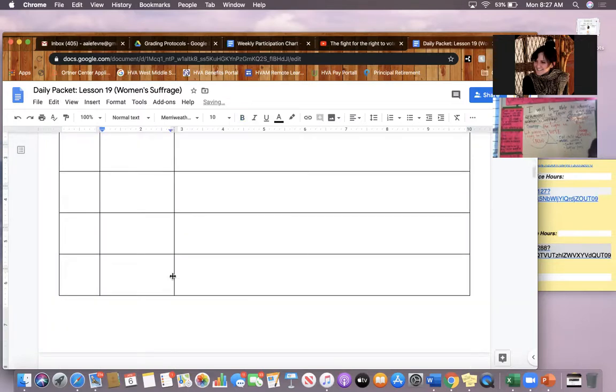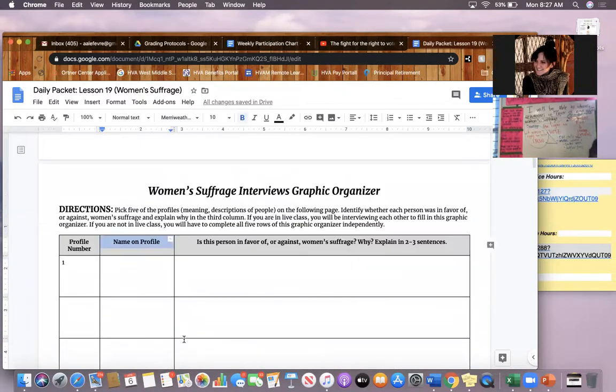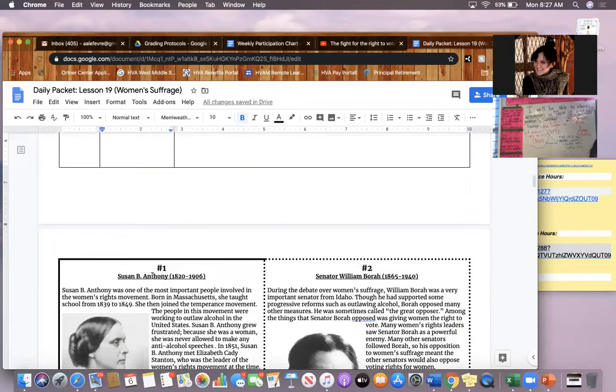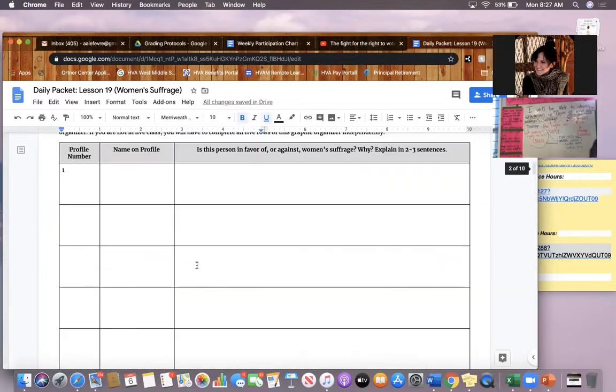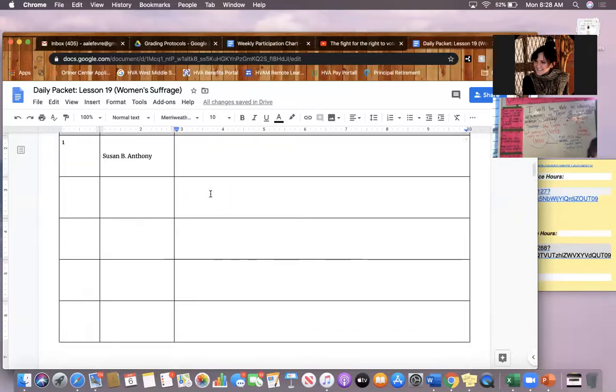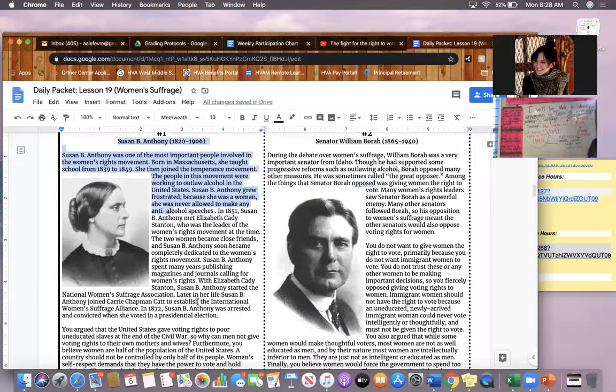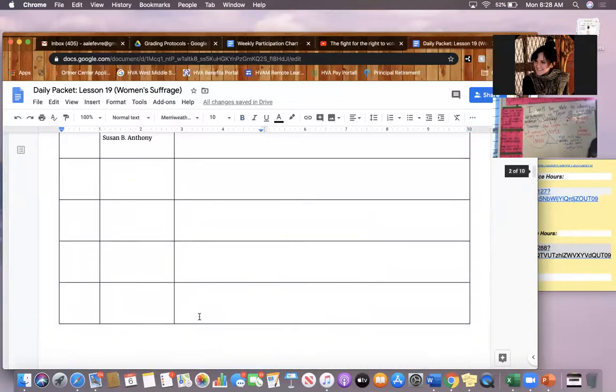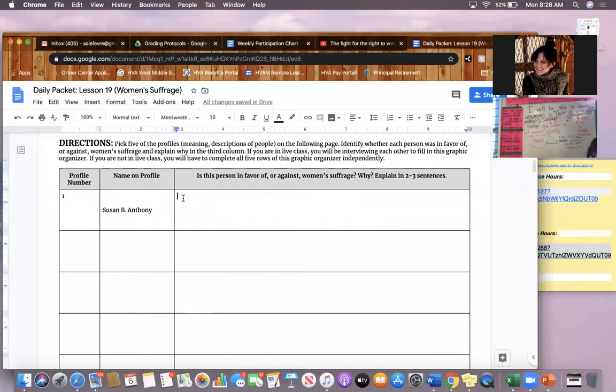Then in the second column, it asks for the name on the profile. So the name on the first profile, on profile 1, would be Susan B. Anthony. So I'm going to write her name, Susan B. Anthony. Finally, in that third column, it asks, is this person in favor of or against women's suffrage? Why? Explain in 2 to 3 sentences. Based on what you read in Susan B. Anthony's profile, you would then answer the questions in the third column. Make sure to explain why. Thanks, guys.